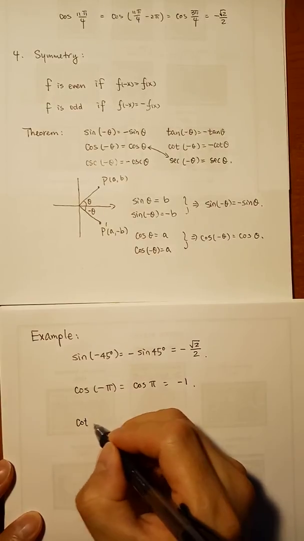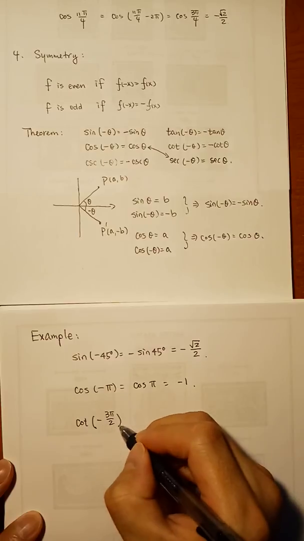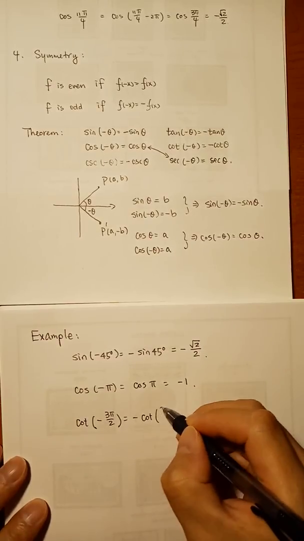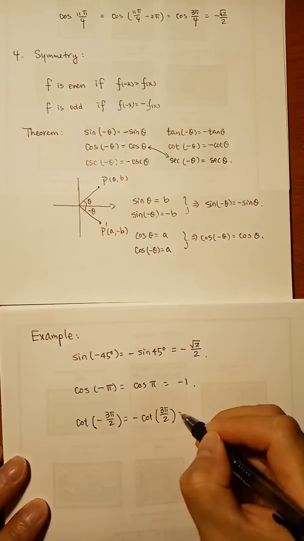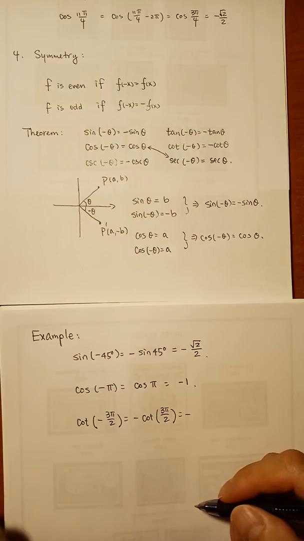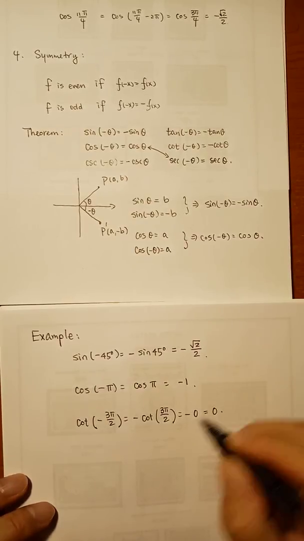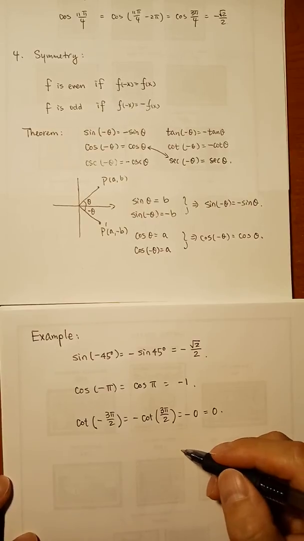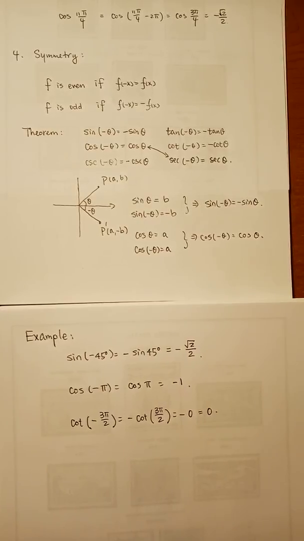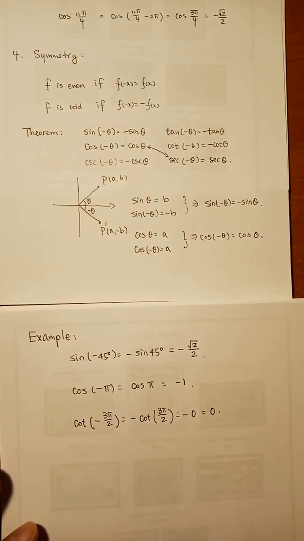Cotangent of negative 3 pi over 2. It is negative cotangent 3 pi over 2. Cotangent 3 pi over 2 is equal to 0, so it's negative 0, which is 0. It is A over B. Just check the definition, you see it is A over B.